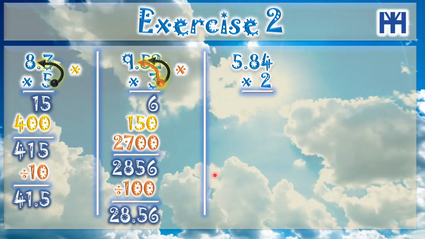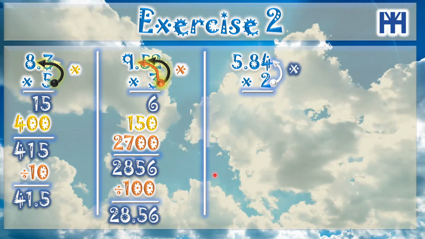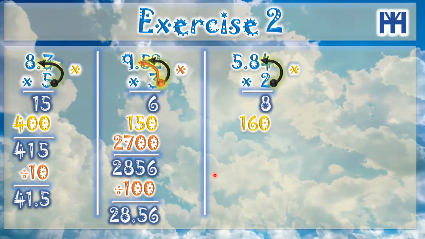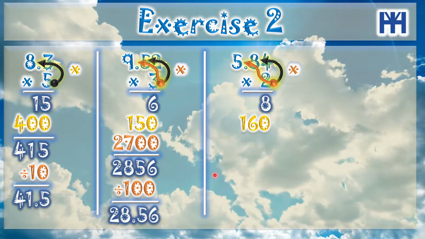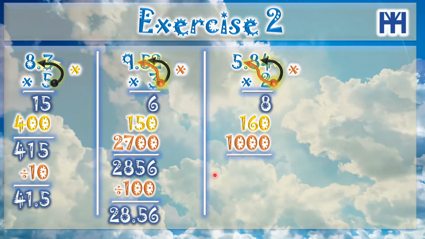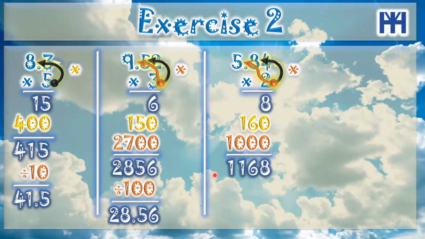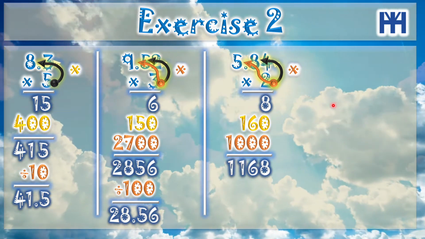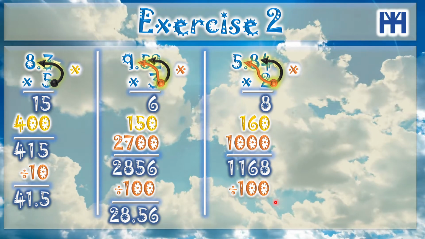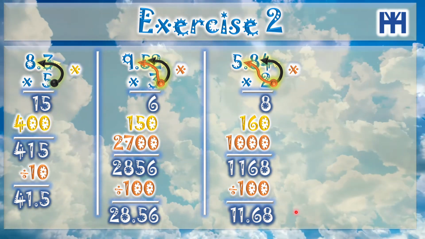Okay, now we have 5.84 multiplied by 2. Remember the steps. We'll multiply as if there is no decimal. So 2 times 4 is 8. 2 times 80 is 160. Then 2 times 500 is 1000. Now add them: 8 and 0 and 0, 8, 6 and 0, 6, 1 and 0, 1, 1 and nothing, 1. Then remember our last step: we will count the decimal places, 1, 2, then we will divide by 100, so it's 11.68.